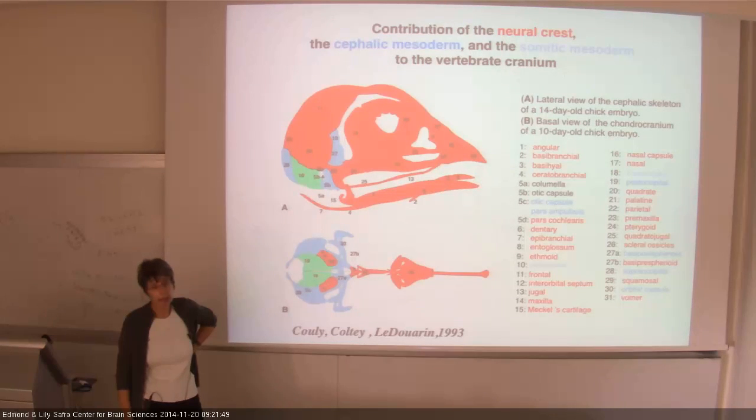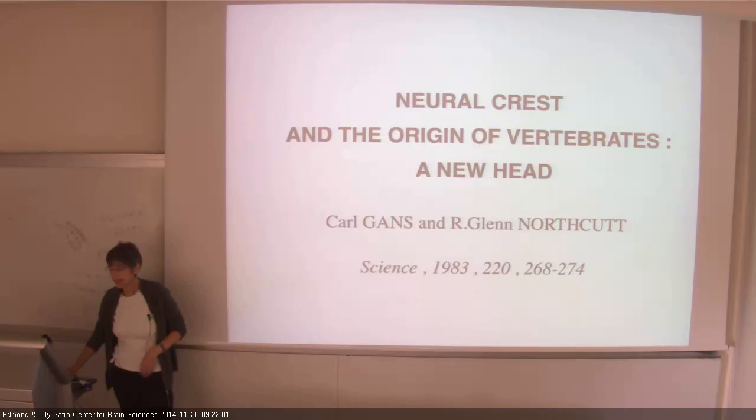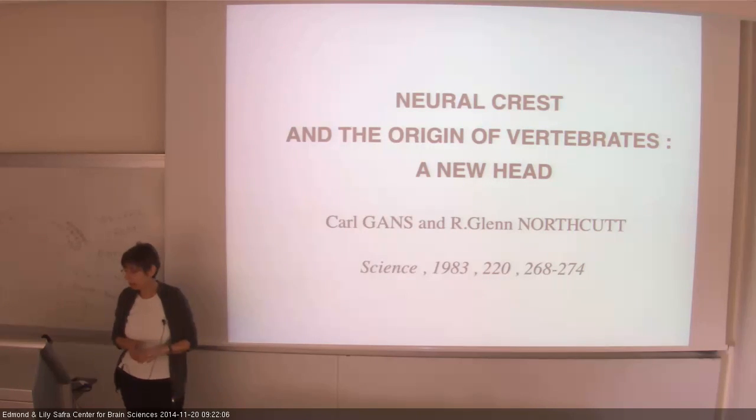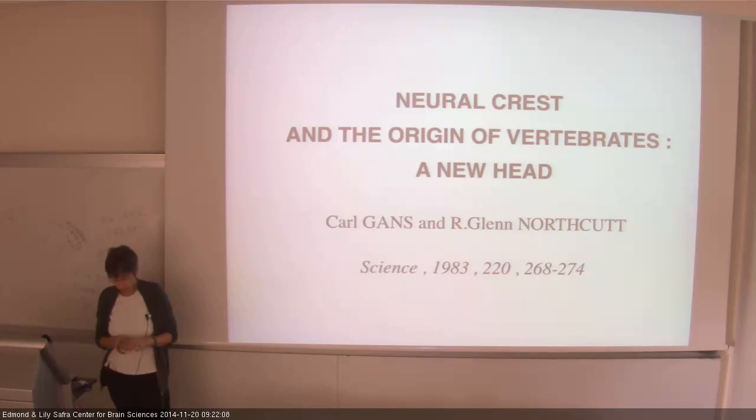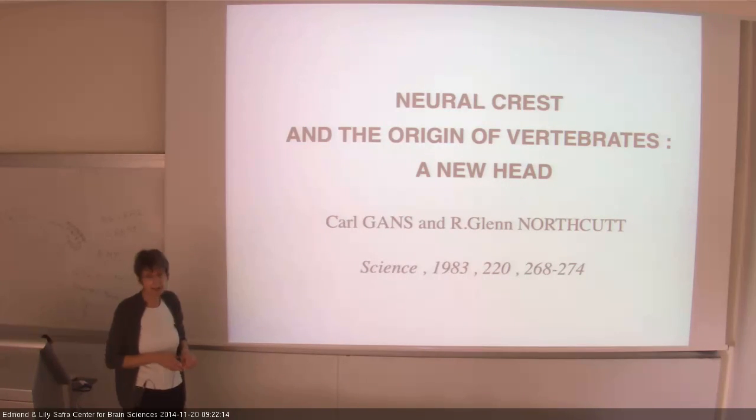So there is a model. Again, this is evolution. This is the only evolutionary part I'm going to touch upon. And this model says the following. It's called, let me go a step further, The Neural Crest and the Origin of Vertebrates. It's a beautiful paper that was put forward by two scientists, Carl Gans and Glenn Northcutt, an old paper which is still very, very relevant.